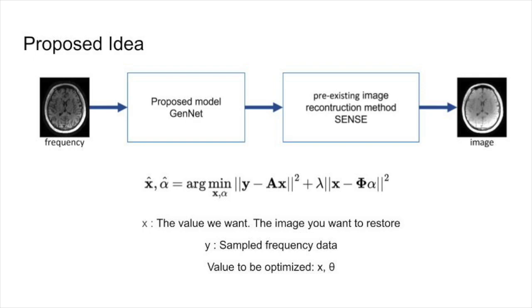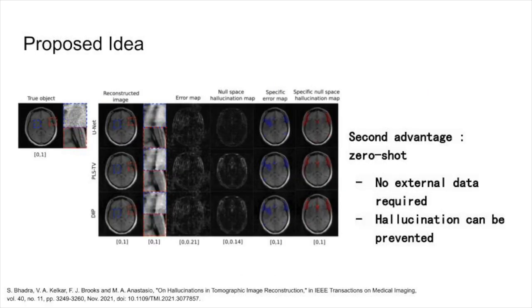As you can see from the picture, the MRI has improved significantly to a high-definition image. This is one of the advantages of the reconstruction method proposed in this paper. The second advantage of the proposed method is zero-shot. Zero-shot does not require external learning data. We can save money and time by eliminating the need to collect MRI data.